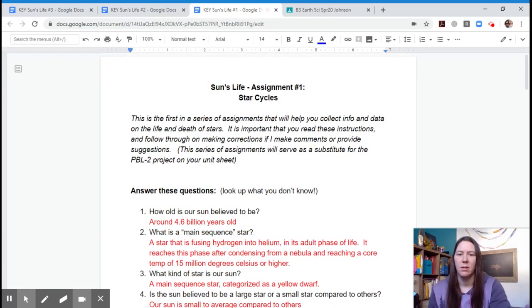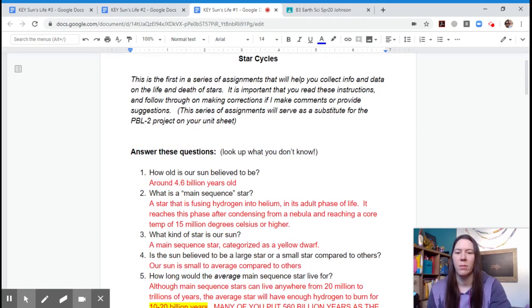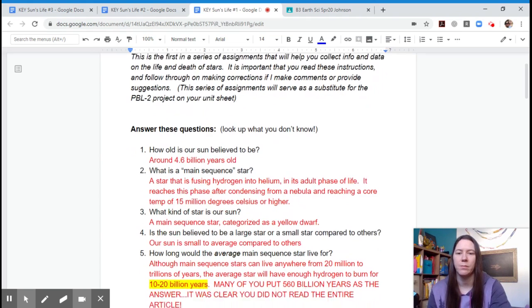What I did, you'll see this looks like yours, but I put the answers in red. I want to just go through each of these briefly and address some of the issues that popped up as I was looking and correcting your assignments.